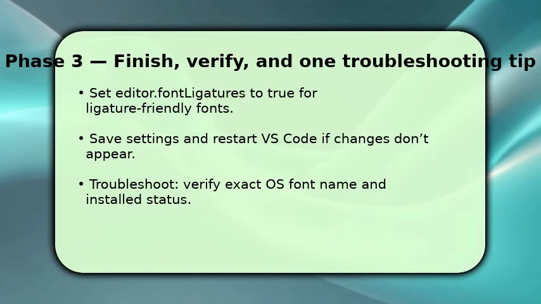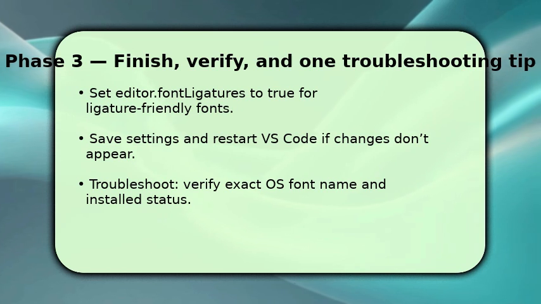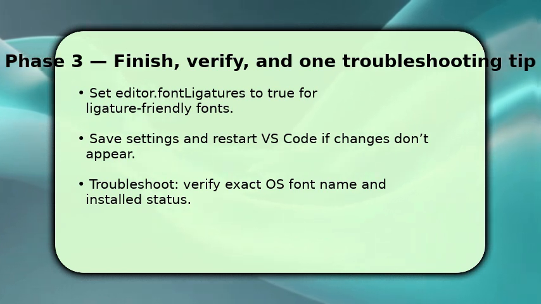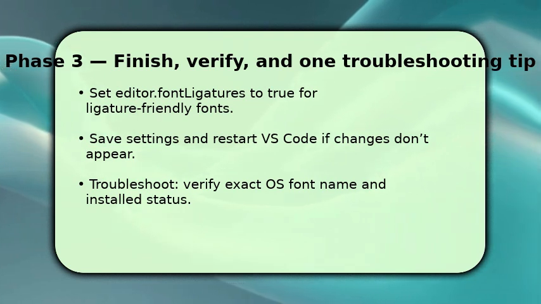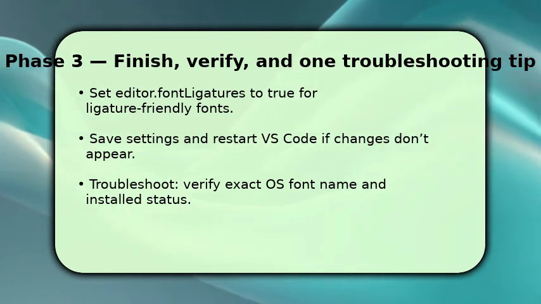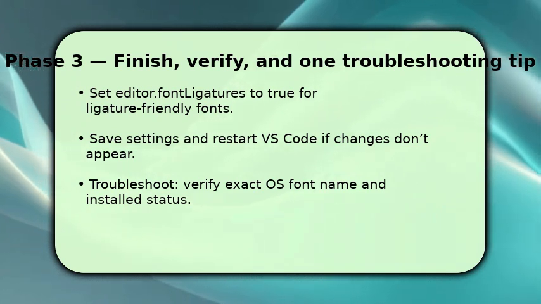You should enable ligatures only if the chosen font supports them. Set editor.fontLigatures to true or provide a string for specific ligatures. After making these final edits, save the JSON file and check the editor. Changes apply instantly, but make sure to restart VS Code if fonts don't update.